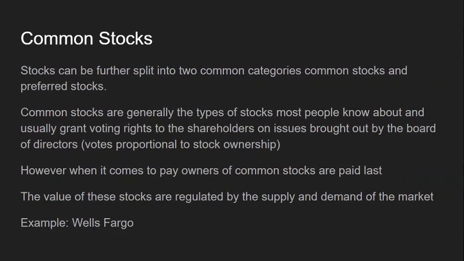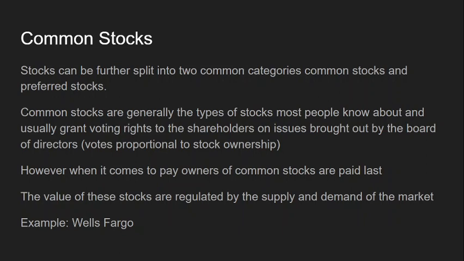Stocks can be further split into two categories: common stock and preferred stock. Common stocks are generally the types of stocks most people know about and usually grant voting rights to the shareholders on issues brought about by the board of directors. The amount of votes a shareholder gets is proportional to the amount of stock they own in that particular company.